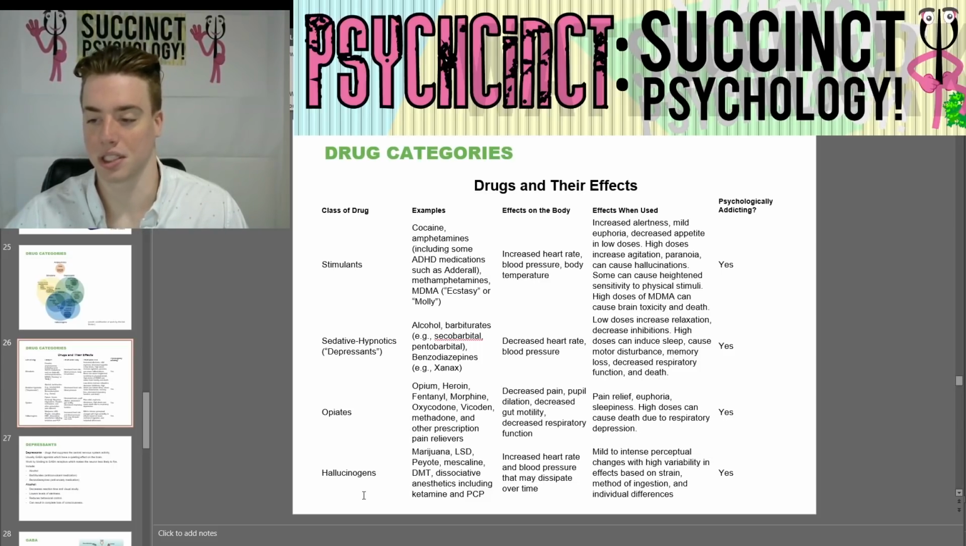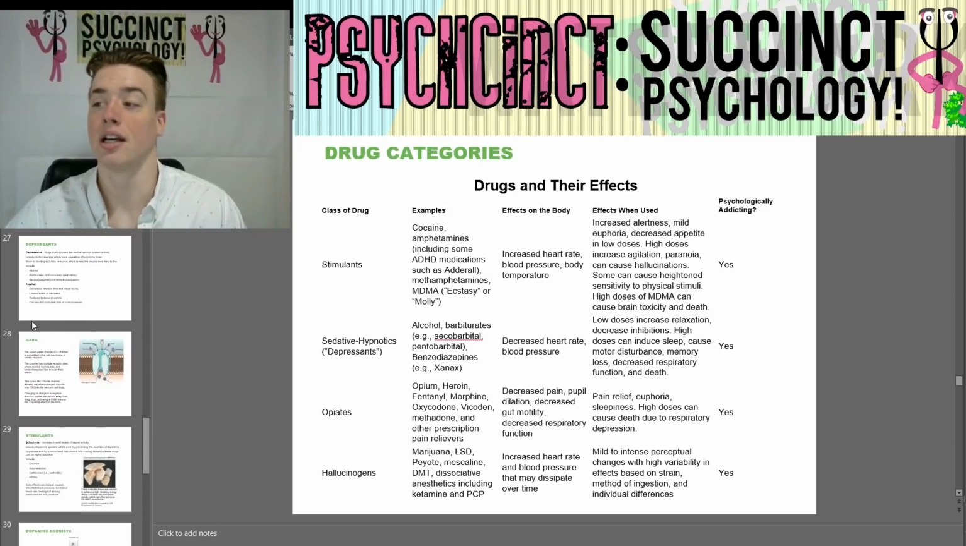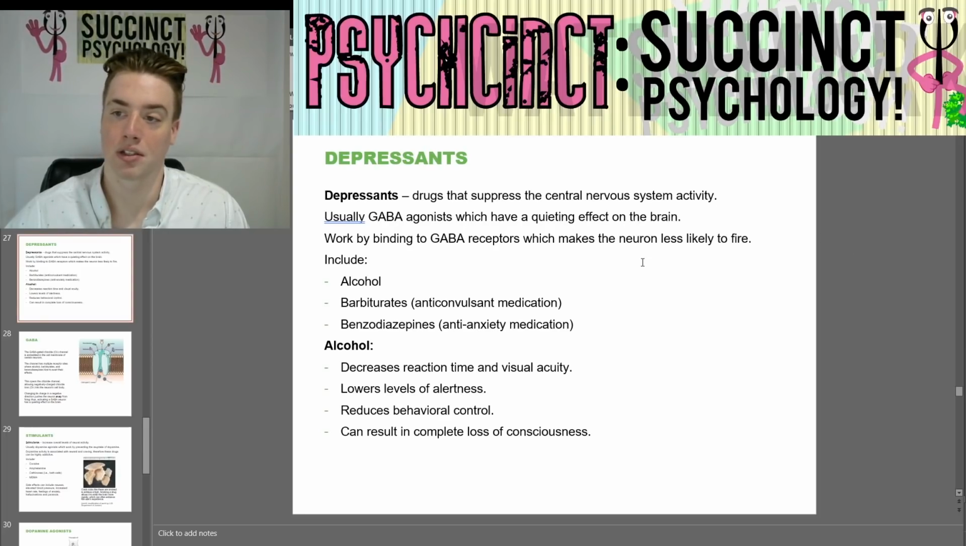And finally, we have hallucinogens: marijuana, LSD, peyote, mescaline, never heard of that. Effects on the body are increased heart rate and blood pressure that may dissipate over time. Effects when used: mild to intense perceptual changes with high variability in effects based on strain, method of ingestion, and individual differences. And again, these are all psychologically addicting. Not physiologically, psychologically.